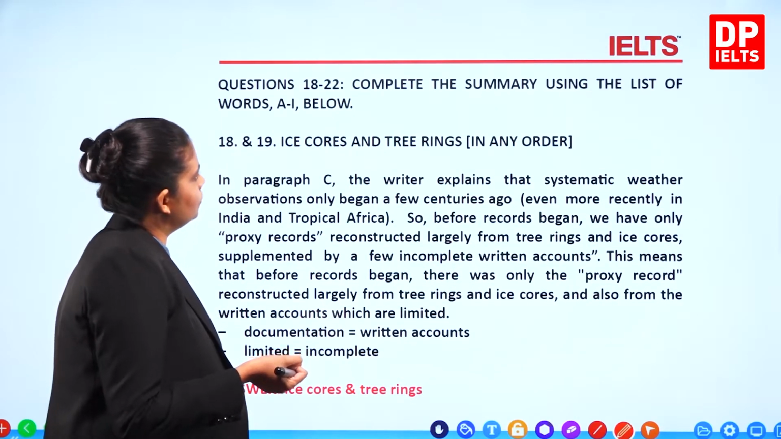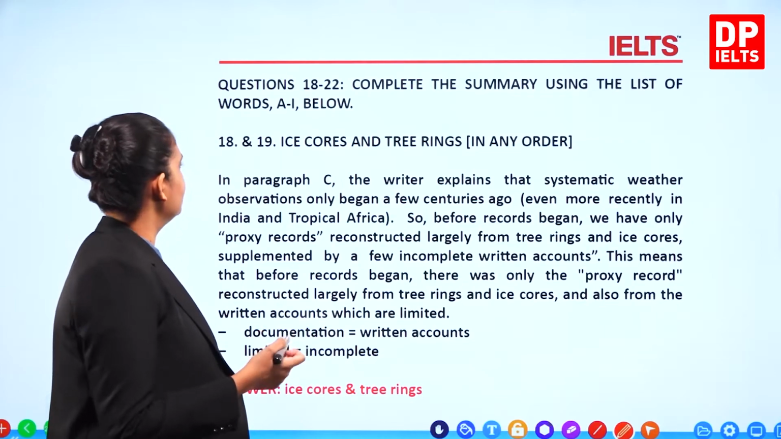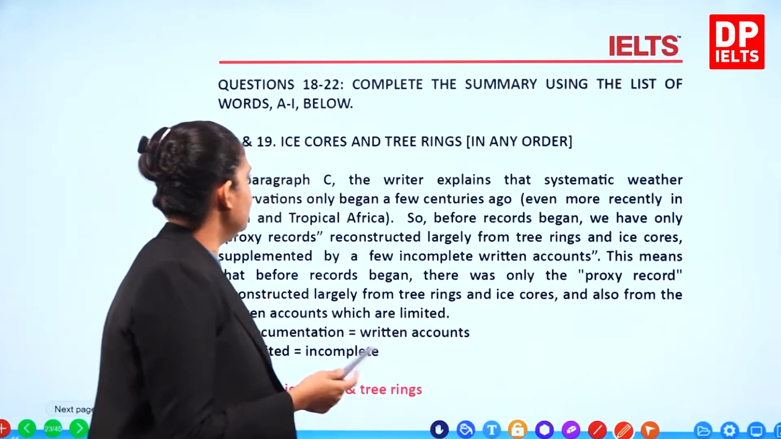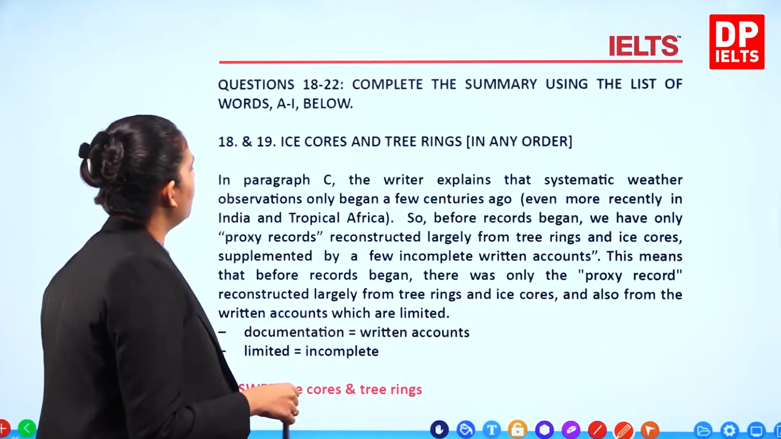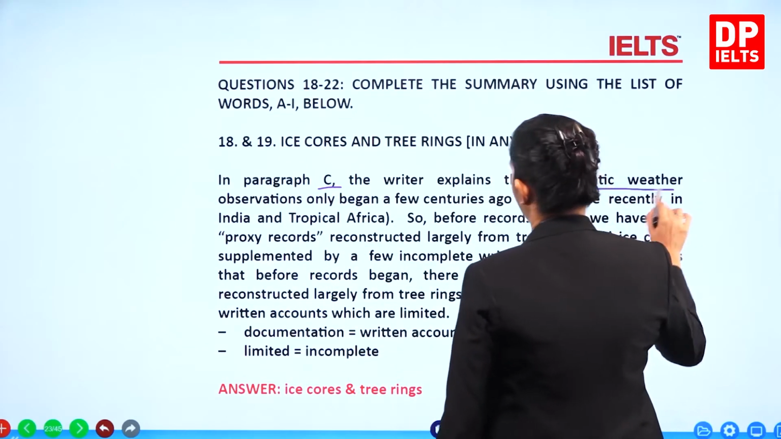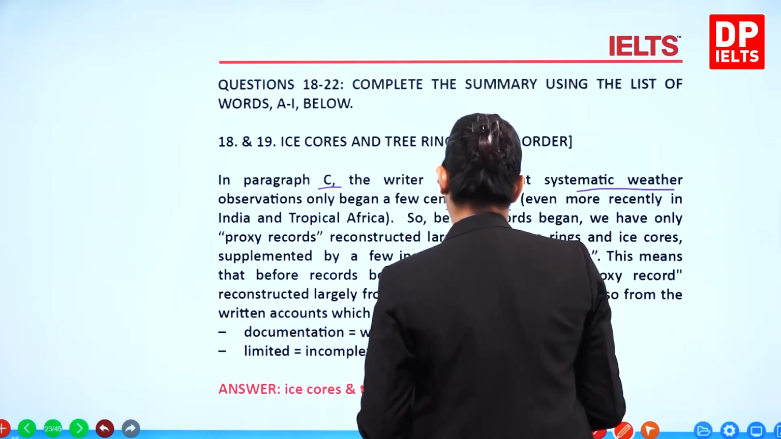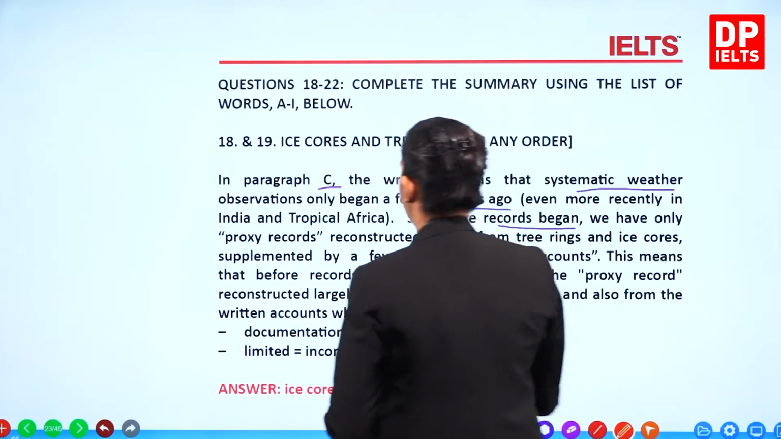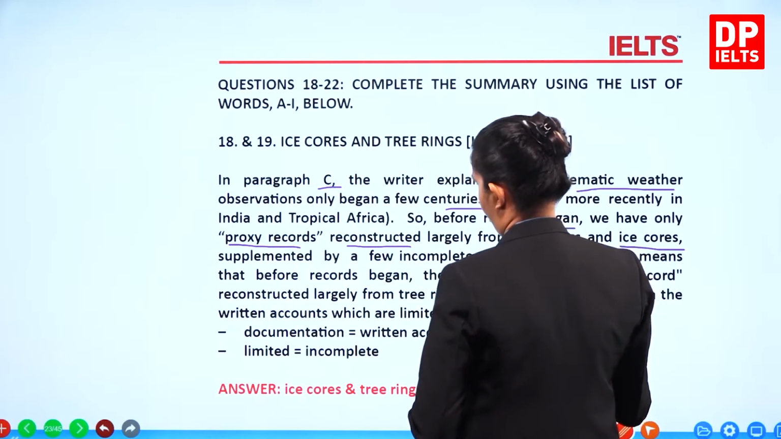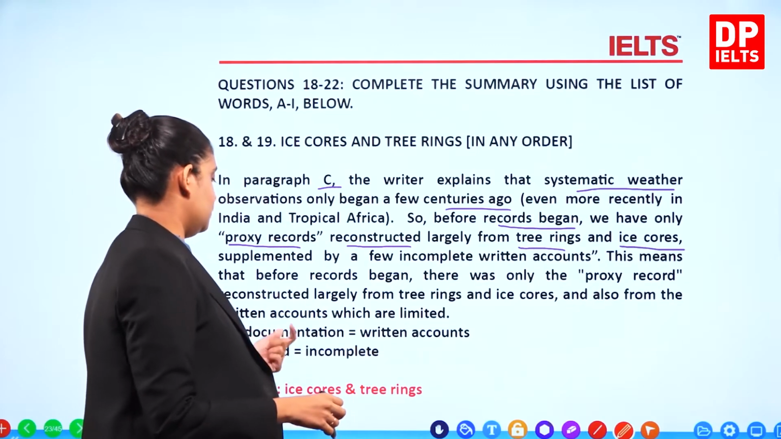Questions number 18 to 22. Complete the summary using the list of words A to I below, right? So 18, 19, ice cores and tree rings. It could be in any order. These are the 2 answers, right? So if you go to paragraph C, the writer explains that systematic weather observations only began a few centuries ago, even more recently in India and tropical Africa. So before records began, we have only proxy records, reconstructed largely from tree rings and ice cores, right? So it could be in any order, tree rings, ice cores, or ice cores and tree rings.